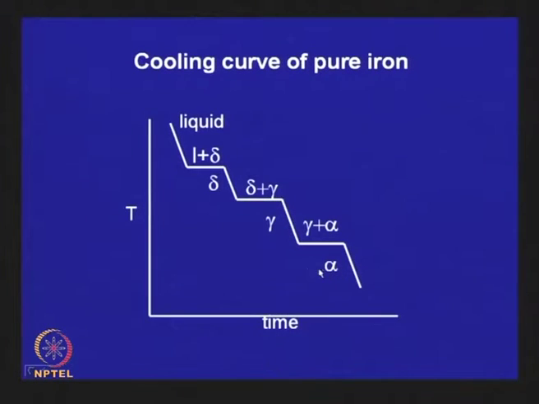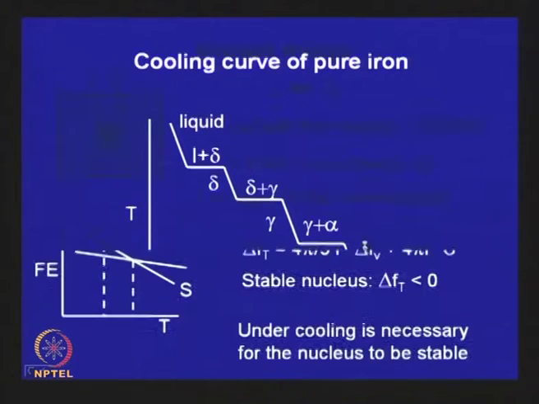And from this it is easy to draw the cooling curve. The cooling curve will look like this. You will have one step here when the liquid transforms to delta, and again there will be, this is a solid state transformation. Here the two phases, delta and gamma, can coexist at this temperature. Then again at 910, gamma and alpha, the transformation of gamma to alpha, the FCC to BCC transformation, is taking place. Here also this is a fixed temperature where both these phases can coexist.